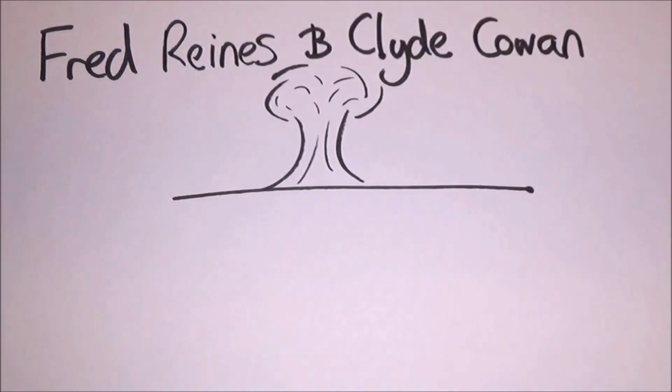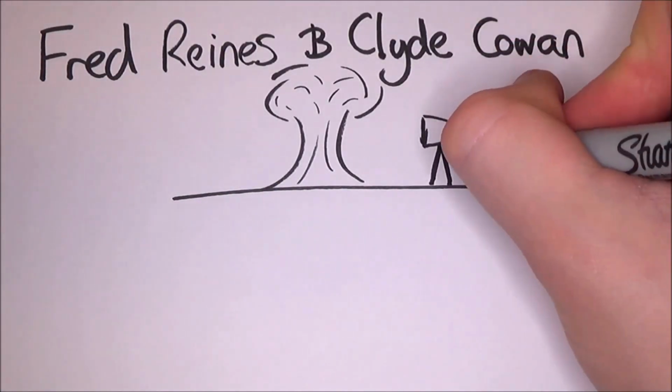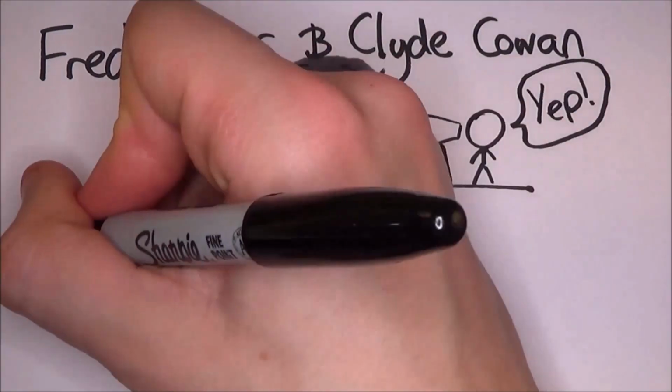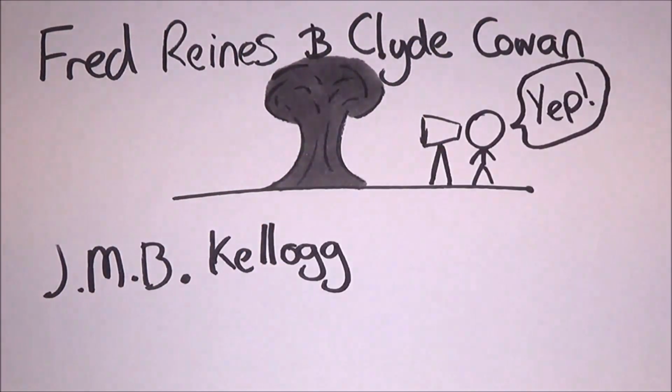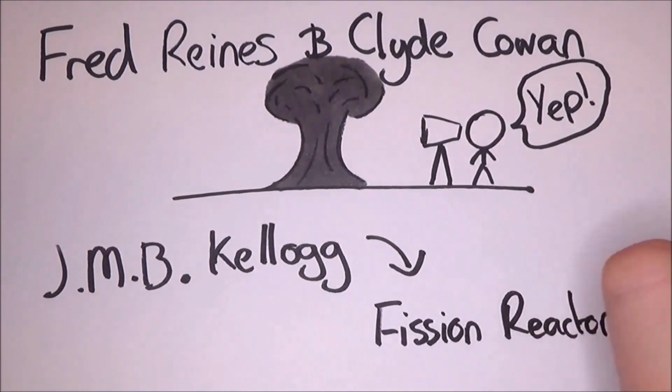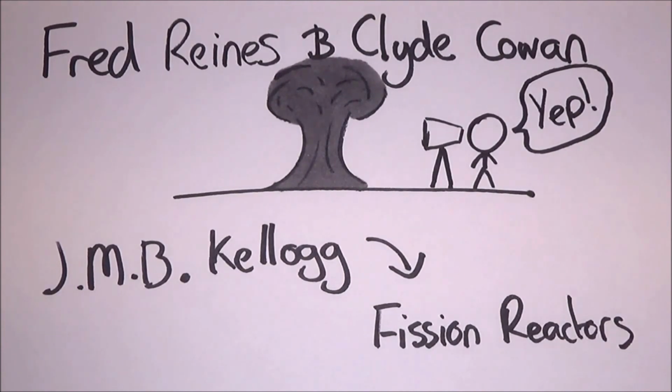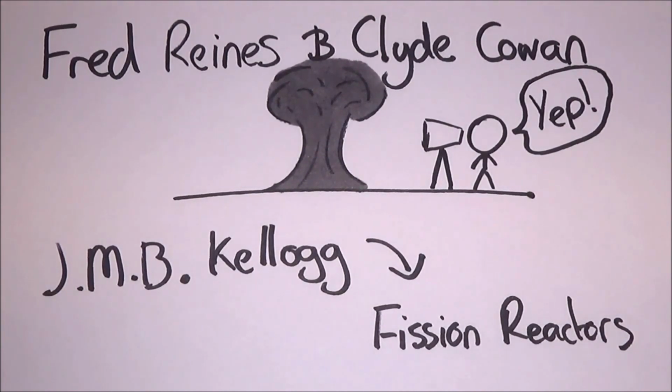Fred Reines and Clyde Cowan actually thought about detecting neutrinos from nuclear bombs before using reactors, but thanks to J.M.B. Kellogg, they used fission reactors instead. Fission bombs, or A-bombs, release antineutrinos, but the fusion bomb, or H-bomb, releases both, due to the fission reaction initiating a fusion reaction which initiates a fission reaction.